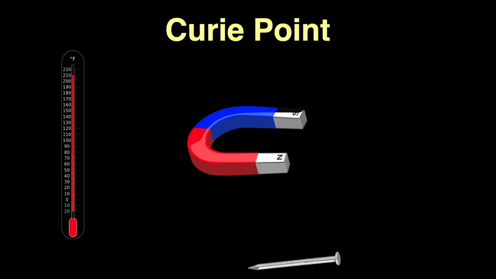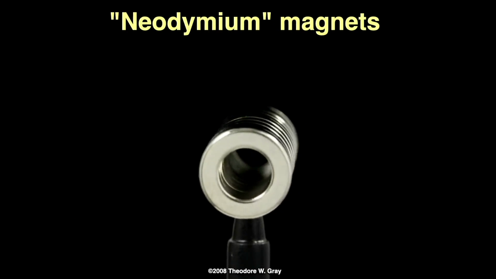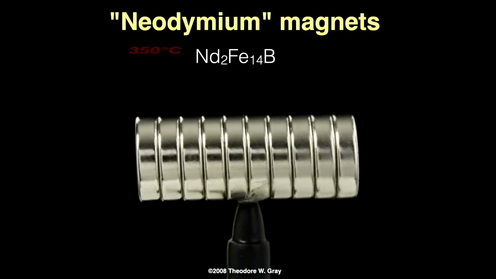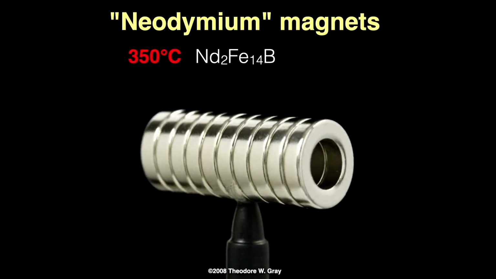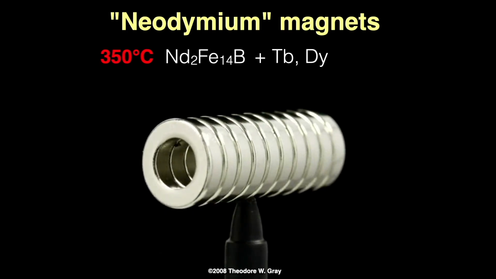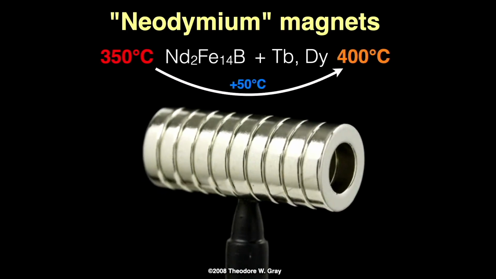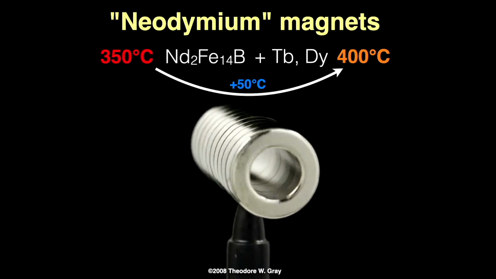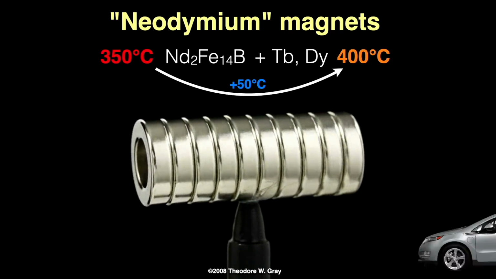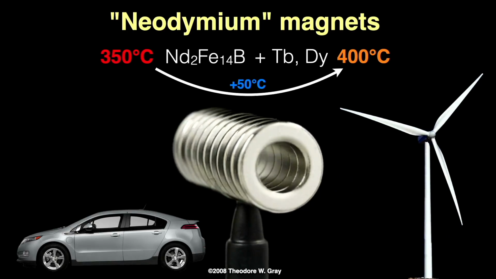This is a little over 1,000 degrees Celsius for iron. A standard neodymium magnet, actually made from neodymium, iron, and boron, reaches its Curie point at about 350 degrees Celsius. Adding rare earth elements, such as terbium and dysprosium, can increase the Curie point and hence the magnet's working temperature by a significant 50 degrees Celsius. The drawback of this method is that dysprosium is a moderately expensive additive. It is, however, useful in places such as electric car motors, like my Volt, and power-generating wind turbines.